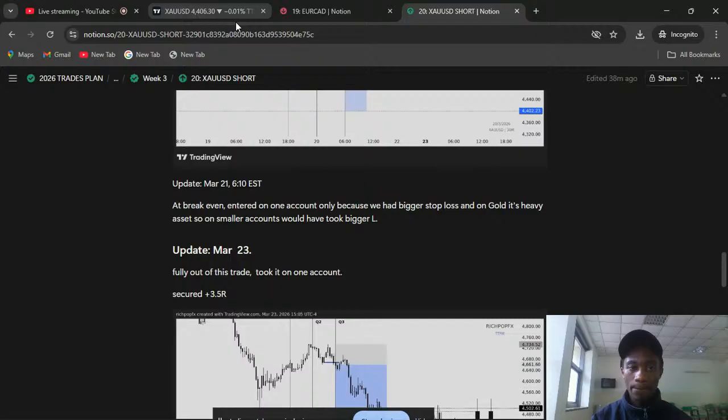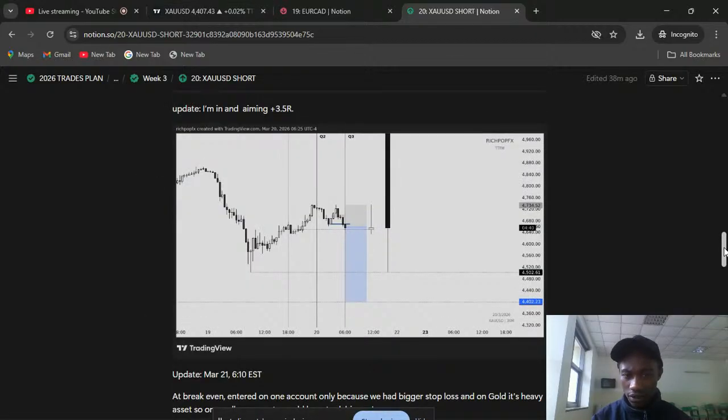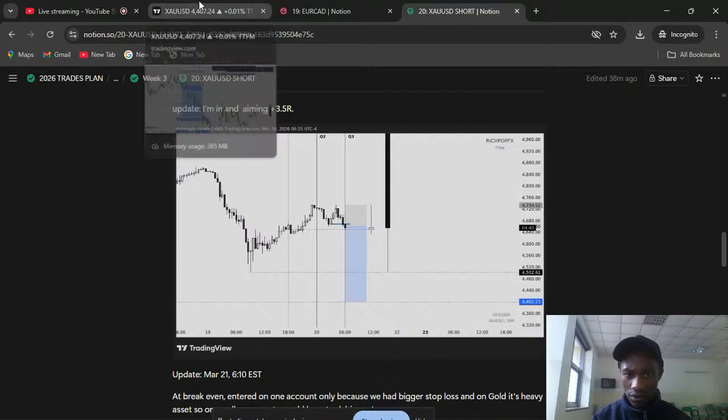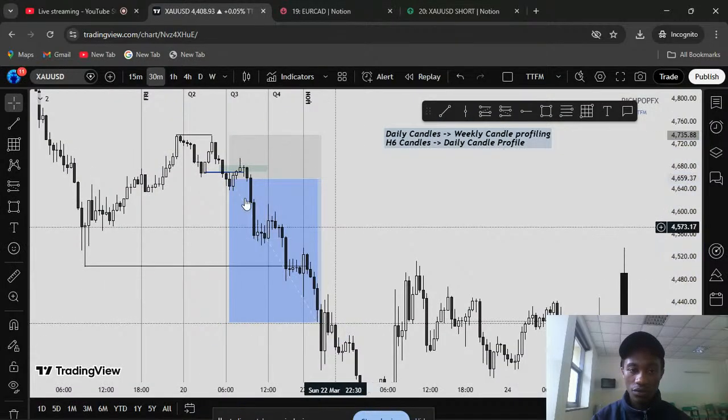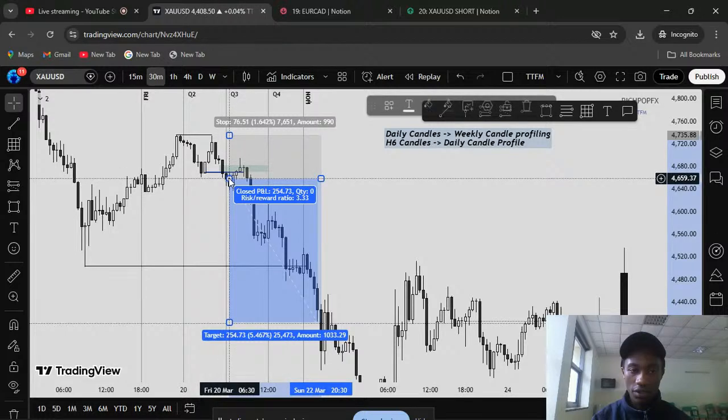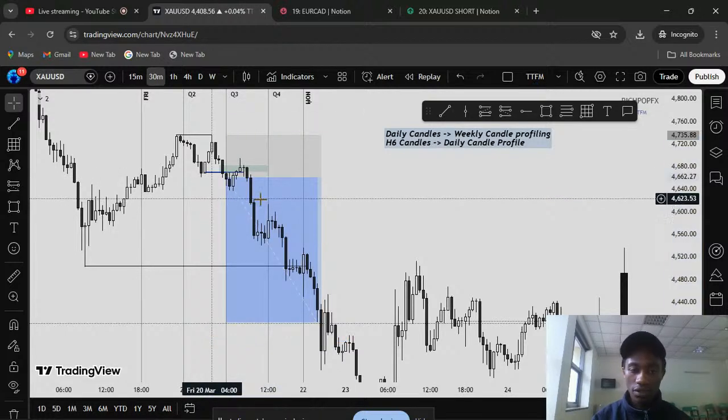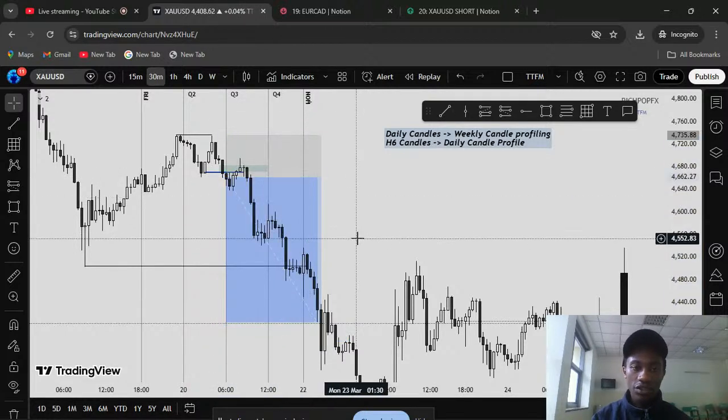Yeah, I entered it. Okay, let's see where I entered. I entered a bit early. But yeah, I was aiming at these rows, these various swing rows. I entered maybe here, or this way I entered. And it is so simple.